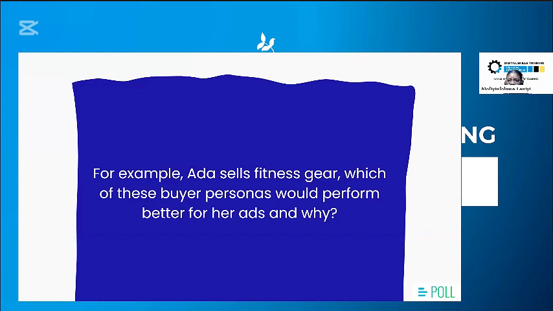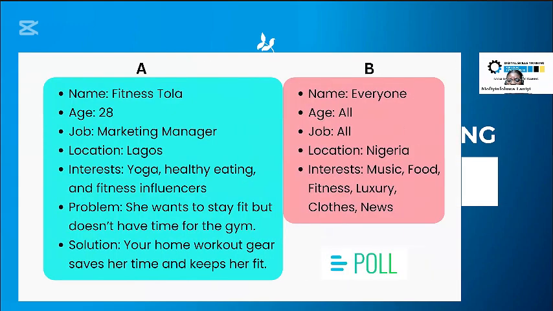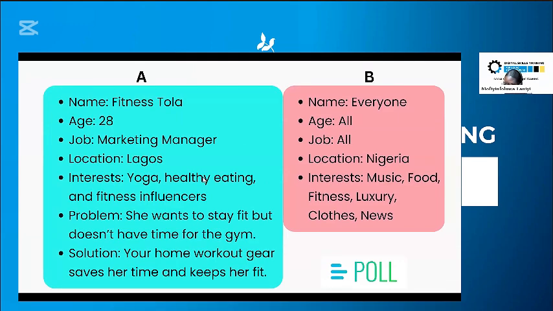So hold on. Ada sells fitness gears. Which of these buyer personas will perform better for her ads, and why? So we have A and we have B, and then the poll will come up. We'll see which ones you guys select. I'll just wait for everyone to finish.